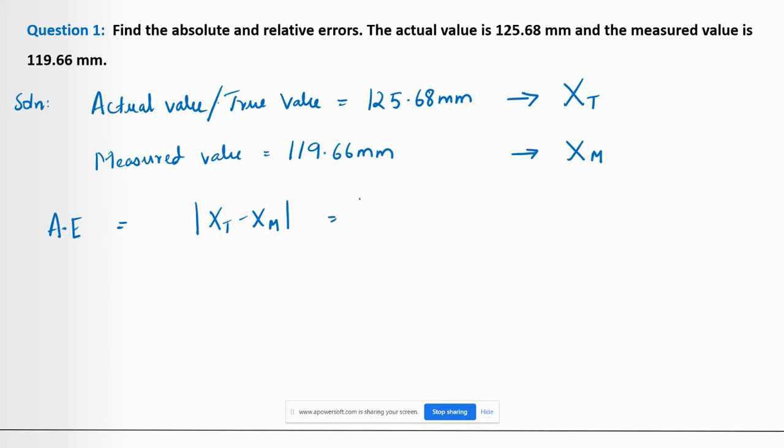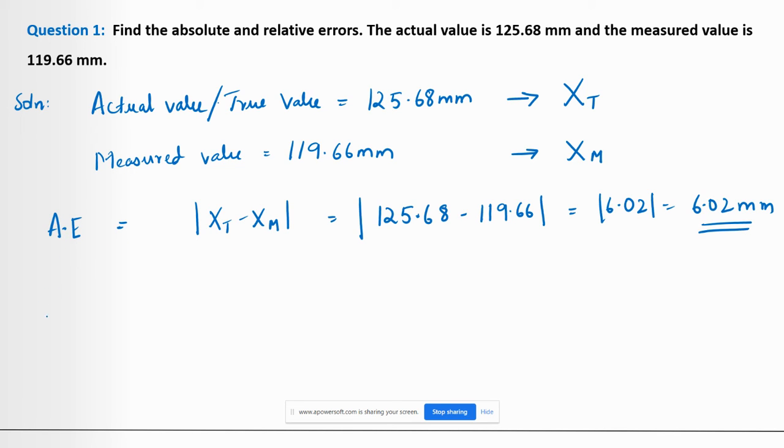So what is your xt? Xt is 125.68 minus xm, which is going to be 119.66. So I will be getting the answer as |6.02|, which is going to be 6.02 itself. So the modulus will not make any difference. 6.02 m. This is going to be the absolute error.